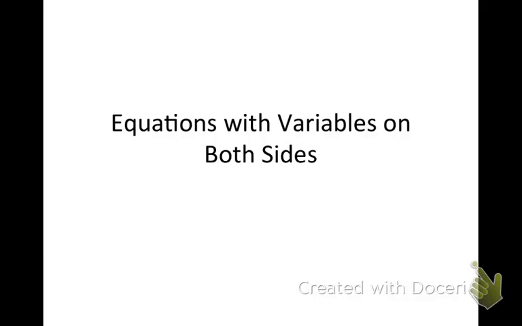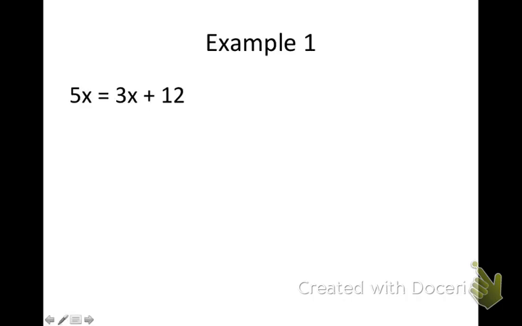Okay, today we're actually going to be working on equations that'll have variables on both sides. So here's our first example. You have a choice. You are going to be isolating the variable, and you'll be moving the variable terms to one side of the equal sign and the constants to the other. So in this case, since we have 5x on the left and on the right we have 3x plus 12, it would be one step if we just move the 3x over to the left-hand side.